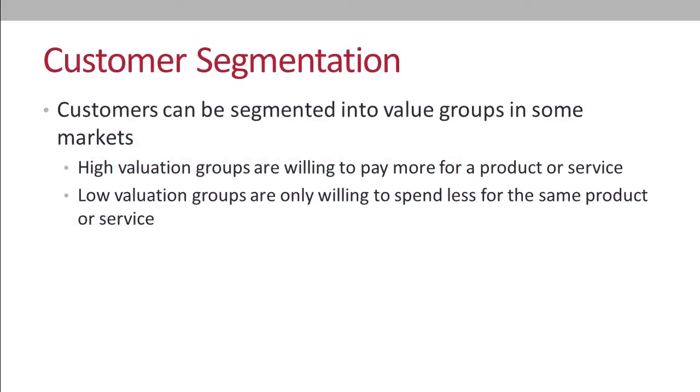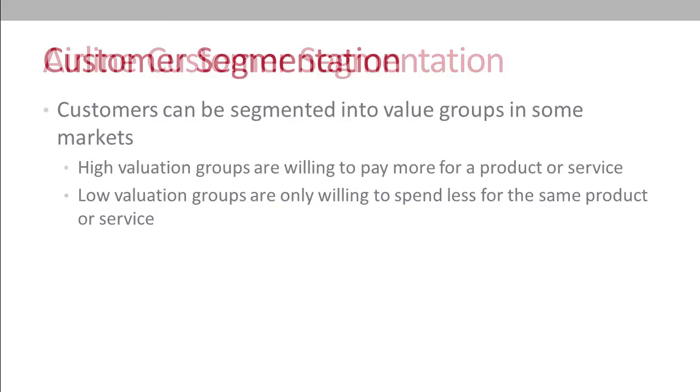In several large market segments, especially those that deal with a time-sensitive good or service, you can segment customers into valuation groups. High valuation groups are willing to pay more for the product or service, while low valuation groups are only willing to pay a lesser amount. This afternoon, we're going to explore how the airline industry segments customers who are willing to pay more for a ticket from those who will only fly on discounted fares.